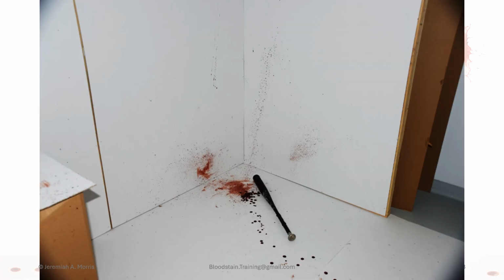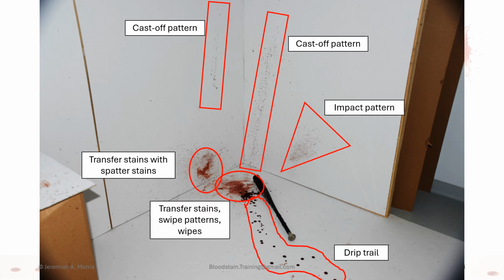All right, let's look at this scene here. We've got a mock scene, and we can see that there's a lot that's going on. And as far as the process of bloodstain pattern analysis, we often think of the first type of conclusion being pattern identification or pattern classification. And here's just a quick jump to the types of patterns that are present within this scene, the boundaries of those patterns. We have cast-offs, we have impacts, we have transfer stains with spatter stains, we have swipes, and we also have a drip trail that's progressing to the lower right corner.